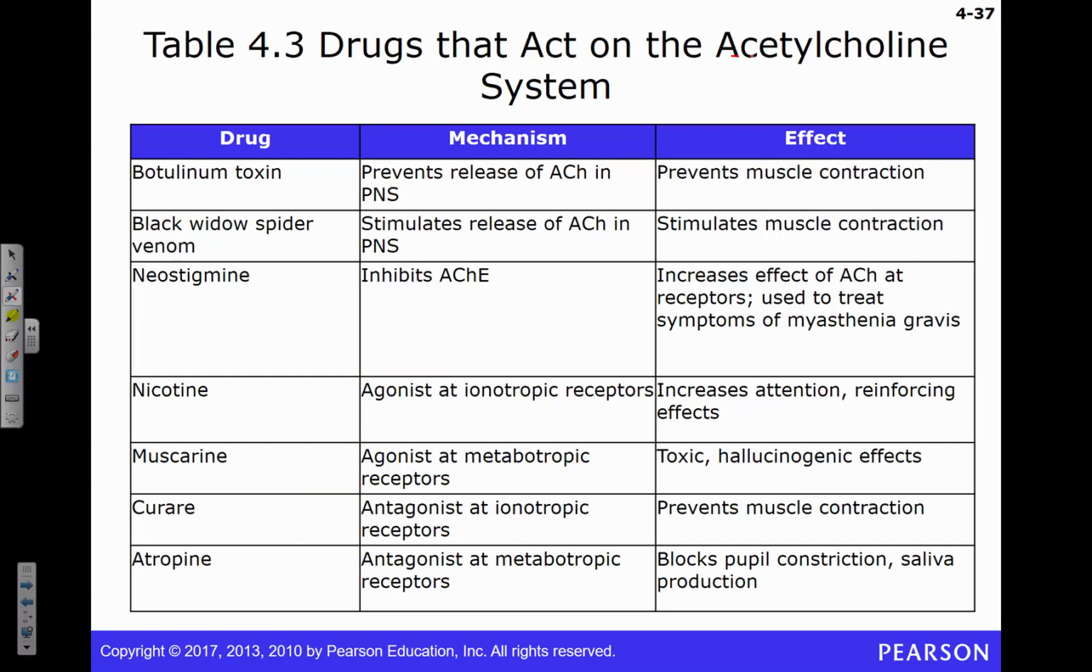Here are some drugs that act on the acetylcholine system. This is interesting. There's that botulinum toxin. It prevents the release of acetylcholine in the peripheral nervous system. So you're not going to be able to move. How many of you love black widow spiders? Nobody's like, yeah, I'm just going to snuggle up to one of those guys. They also have venom that will actually stimulate the release of acetylcholine. At first you think, well, that sounds exciting. Except you're going to have a bunch of spasms, right? Until you run out of acetylcholine and die. So watch out for that.